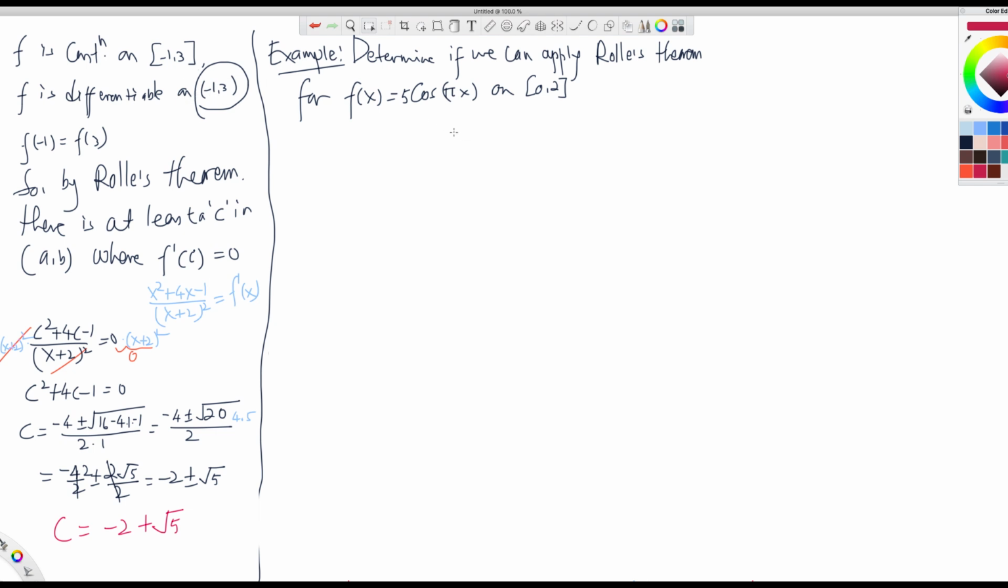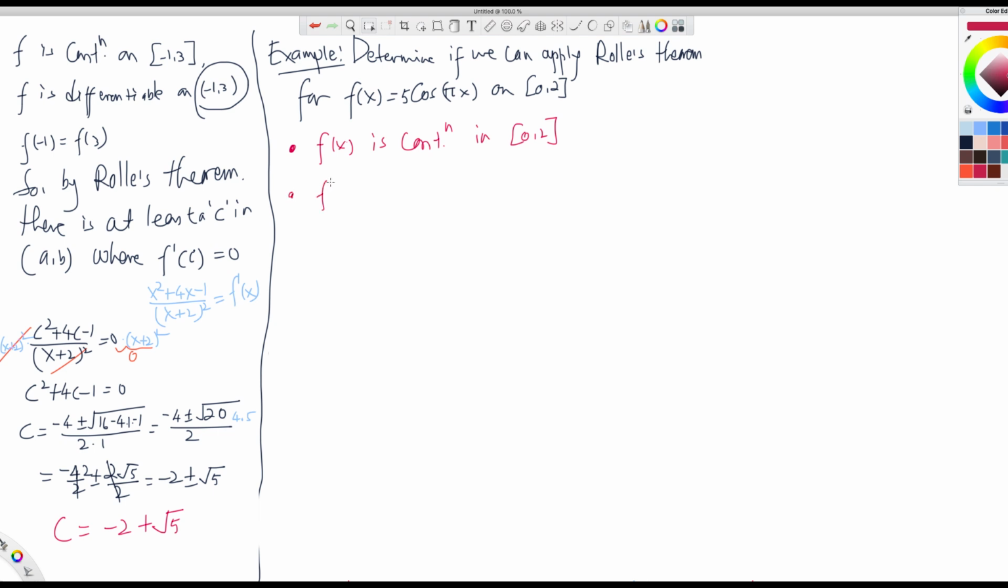Okay, so let us do the last example on Rolle's theorem. Determine if we can apply Rolle's theorem for this problem. So f(x) is 5 cosine pi x. What are the things we check? We check the continuity, right? The first thing is that f(x) is continuous on the interval 0 to 2, and also on the boundary, because it is a closed interval. Why? Because the cosine and sine functions are continuous everywhere. How about the derivative?